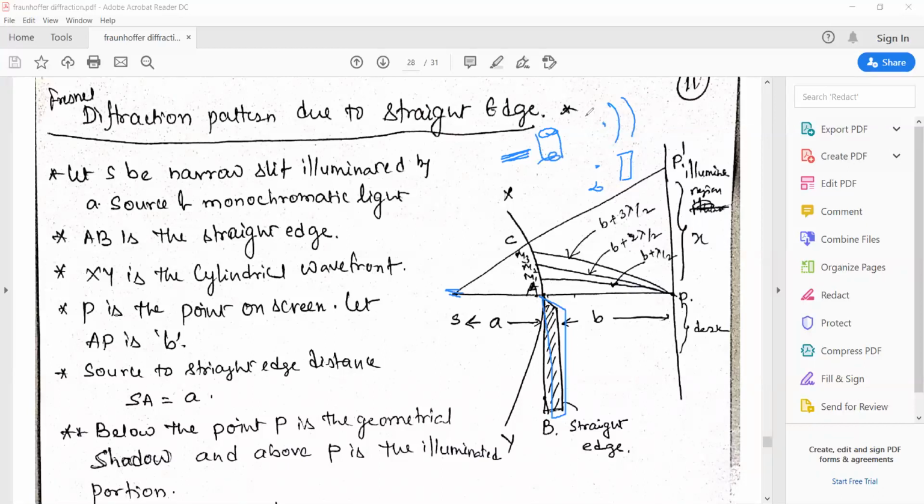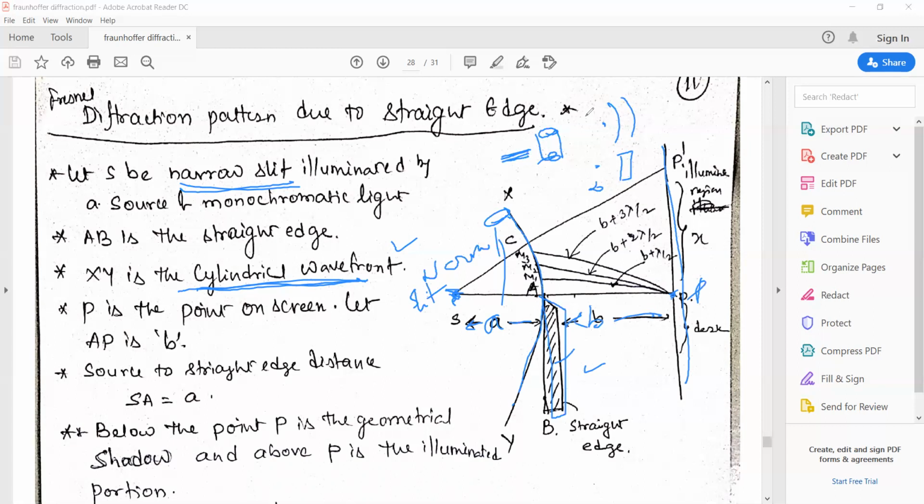Since this point S is a narrow slit, illuminated by some source of monochromatic light, the wavefronts will be cylindrical wavefronts. So let's say this is the cylindrical wavefront. Since this is a narrow slit, a linear source, you will get a cylindrical wavefront. AB is the straight edge, and this is the screen. On the screen we are considering a point P. The distance between the straight edge and the slit is a, and the distance between the straight edge and the point P on the screen is small b.